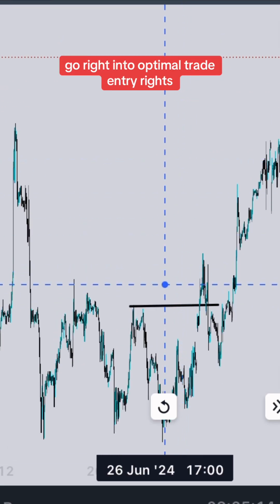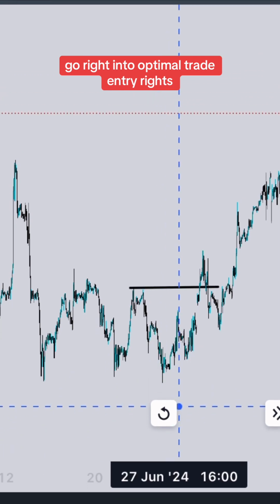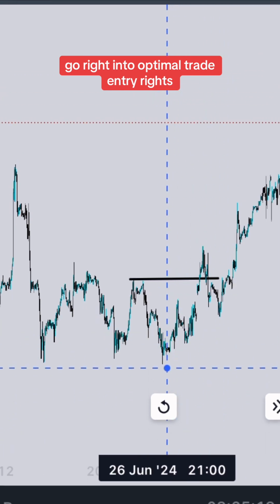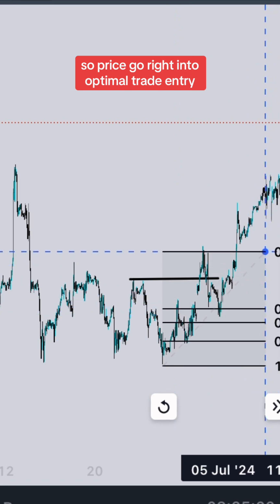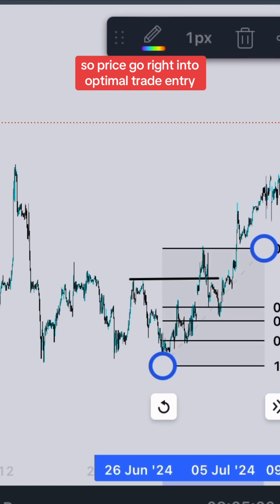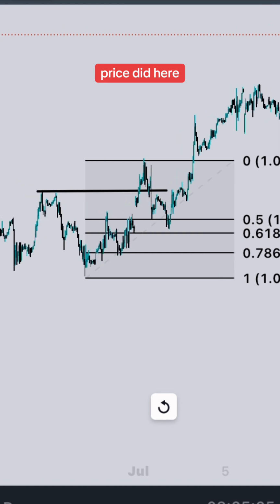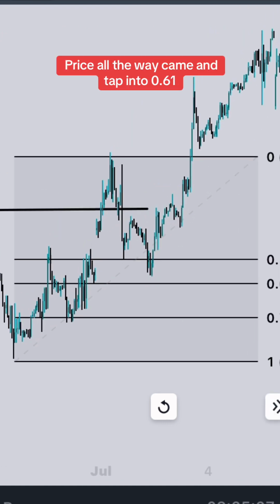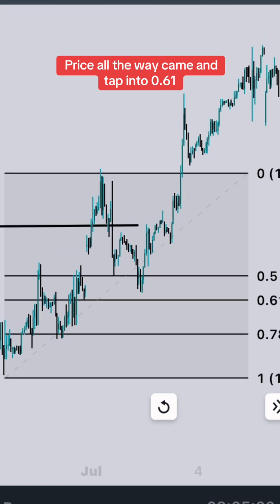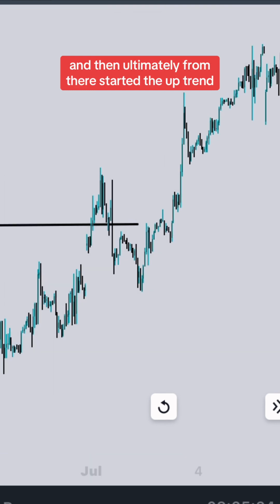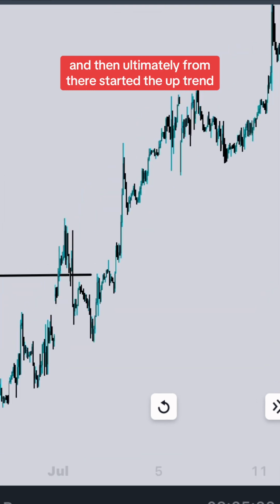go right into optimal trade entry, right? So price did here. Price all the way came and tapped into 0.61, and then ultimately from there started the uptrend.